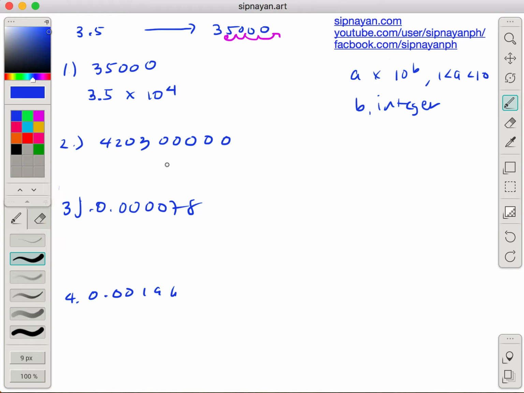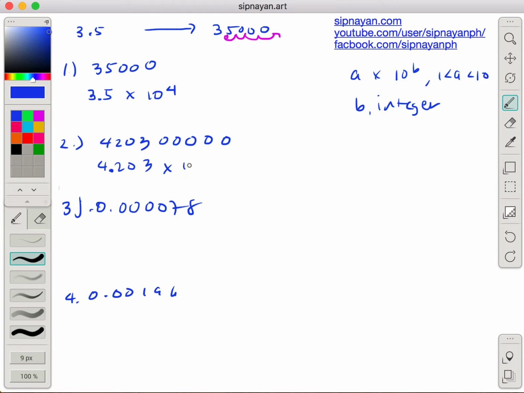Now, susunod, 4, 2, 0, 3, and then how many zeros? 5. So, from the leftmost digit, pag whole number, up to the digit whose neighbors na trailing zeros, puro zeros na yan, wala na, papuntang kanan. So, ibig sabihin, meron tayong 4, 2, 0, 3. And para siya maging between 1 and 10, mag-iwan lang tayo ng isang digit sa kaliwa ng decimal point. Sigurado naman yun na between 1 and 10 yan.